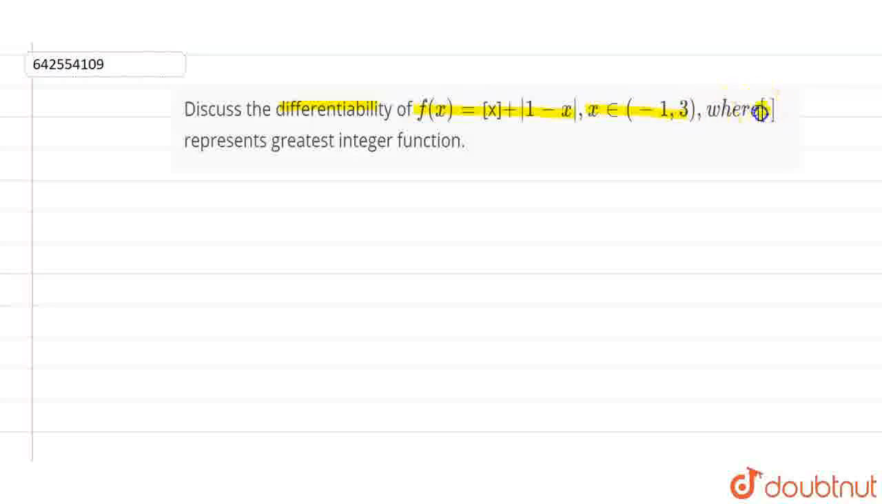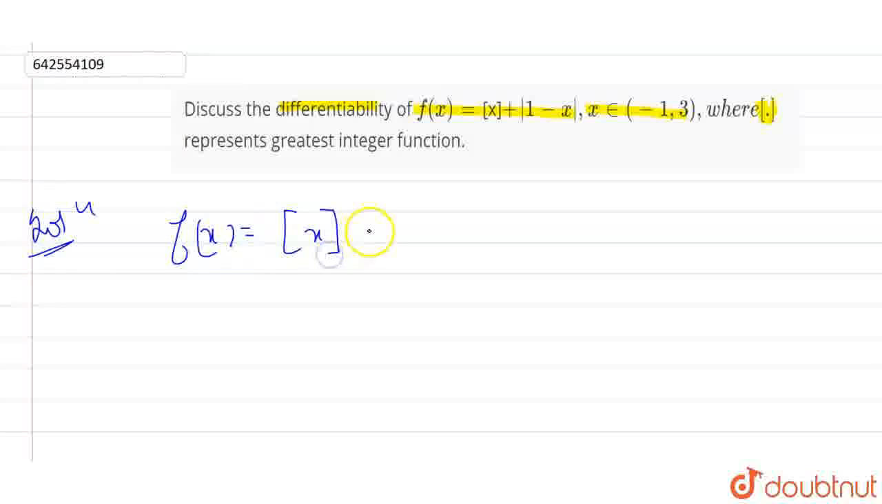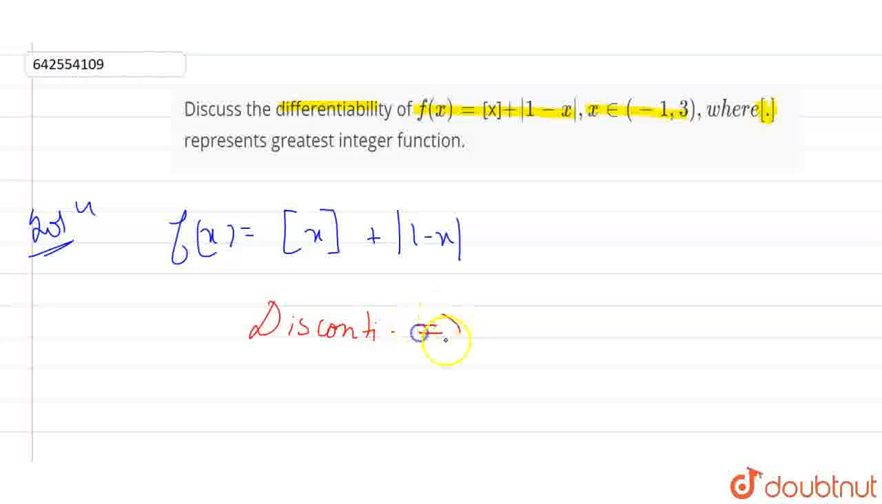Yeah, definitely this notation here represents the greatest integer function, right? So basically, what this question is saying is that our f(x) is a function which has this value plus 1 minus x, which is within mod. We know that if a function is discontinuous, then it is also non-differentiable. This we can directly say.